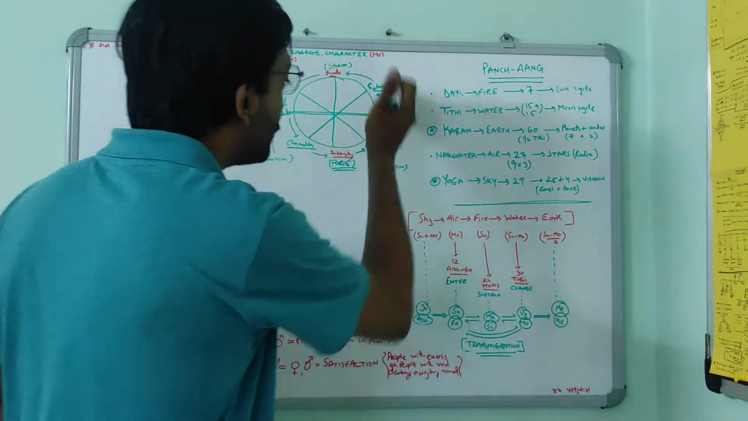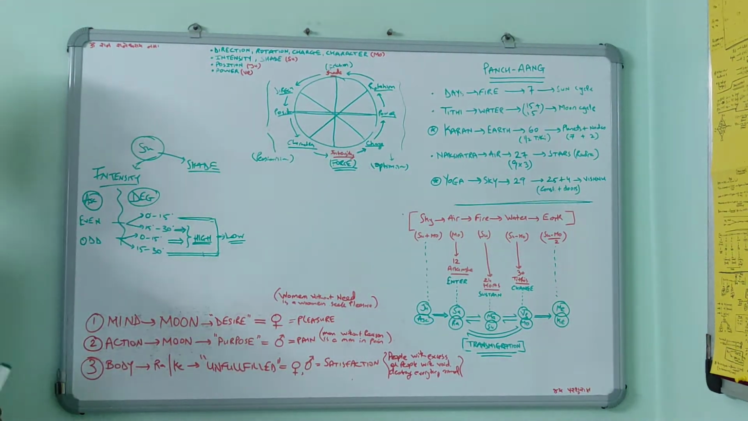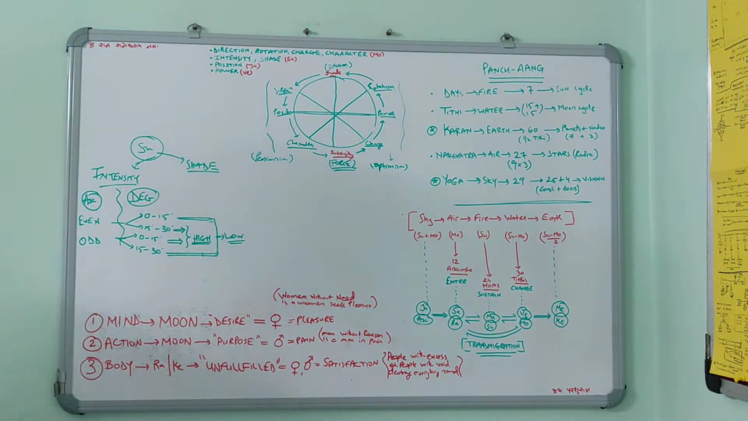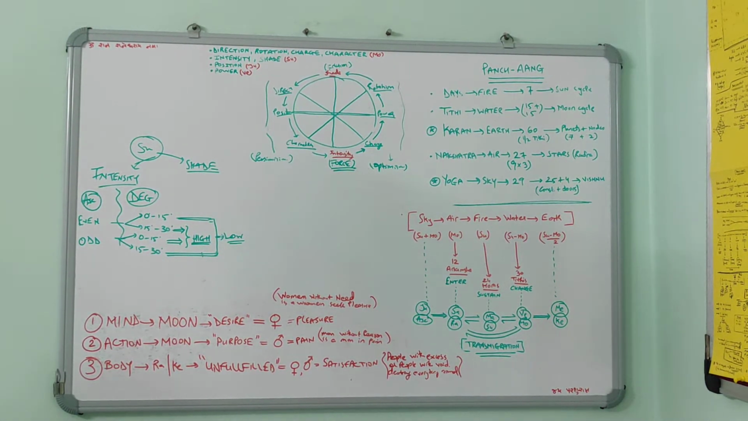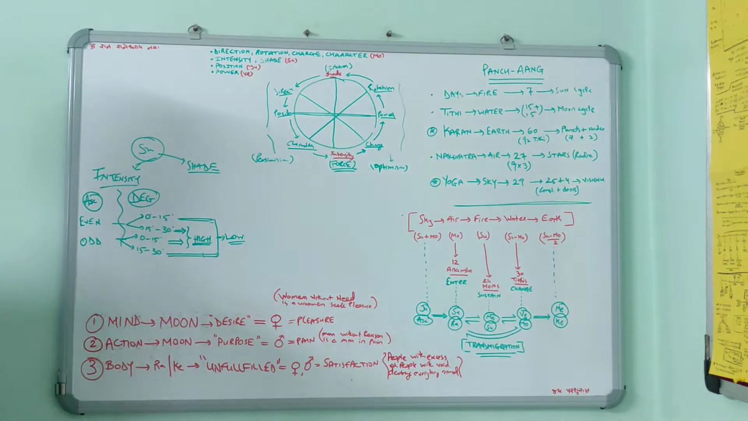So these three things are necessary to make you optimistic in life. These three things are what is making you pessimistic in life. So over here you are on intensity. How is intensity measured? Intensity is measured on even and odd ascendant, and with even and odd ascendant, the degree of ascendance.